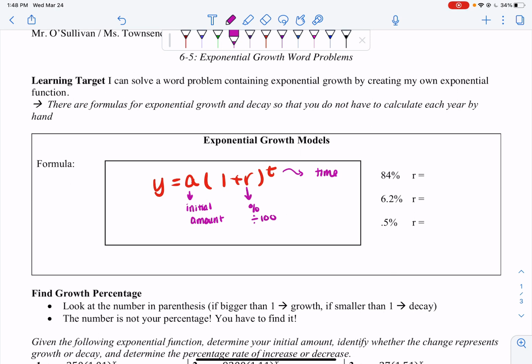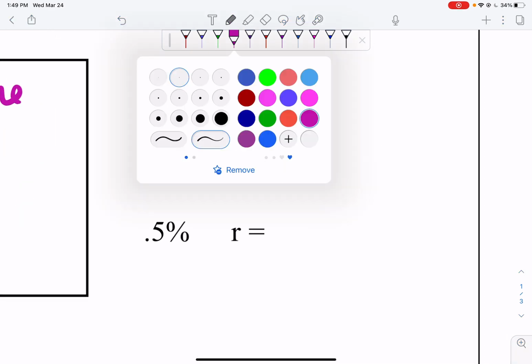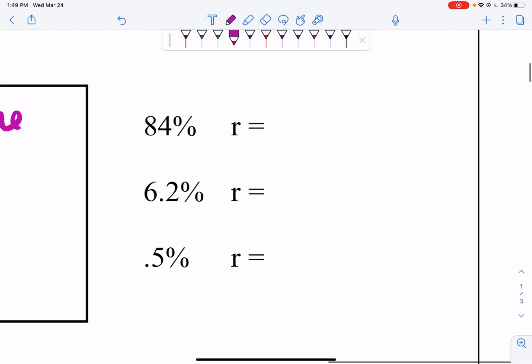So if we go to the right, we have these percentages, and we need to convert them to decimals to find our r value. So if I have 84%, if I want to calculate that as a decimal, all I'm going to do is take my 84 and divide it by 100. So I just have to do 84 divided by 100, and I get 0.84. And that would be my final answer.